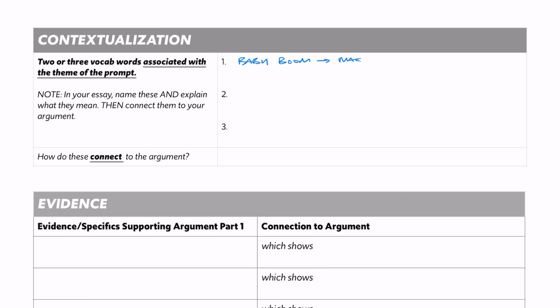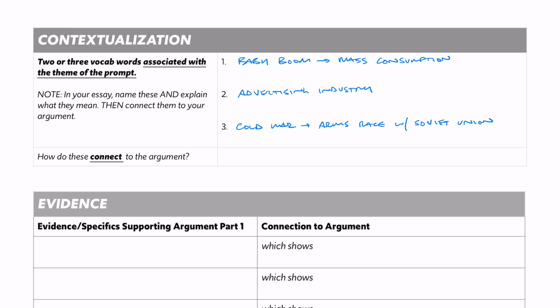Now, when it comes to the contextualization paragraph, remember, I want to name some specific evidence, but it has to be related to my argument. So here's what I would think of. First, I would think of the baby boom and how that led to mass consumption. Second, I would think about the rise of the advertising industry. And third, I'd think about the larger context of the Cold War and the arms race with the Soviet Union. And so that contextualizes both sides of my argument.